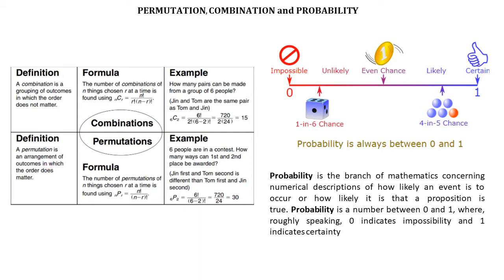Okay, and probability is a branch of mathematics concerning numerical description of how likely an event is to occur, or how likely it is that a proposition is true. Probability is a number between 0 and 1, where roughly speaking 0 indicates impossibility and 1 indicates certainty.